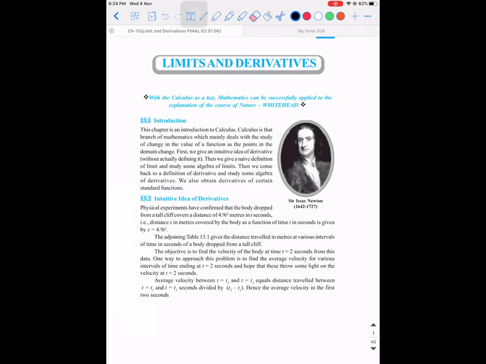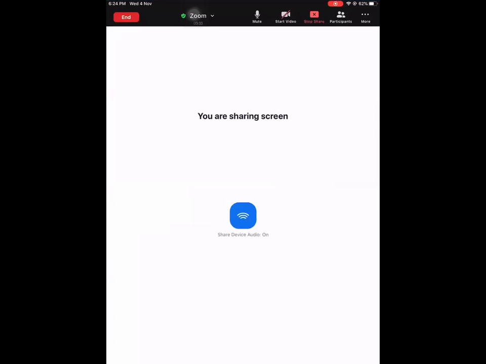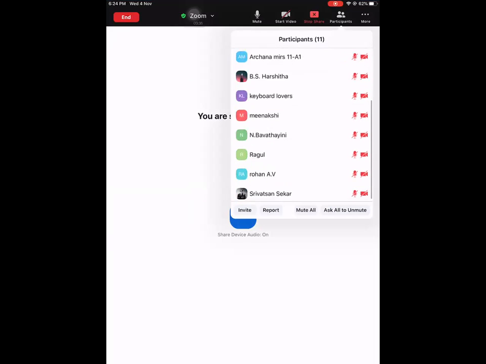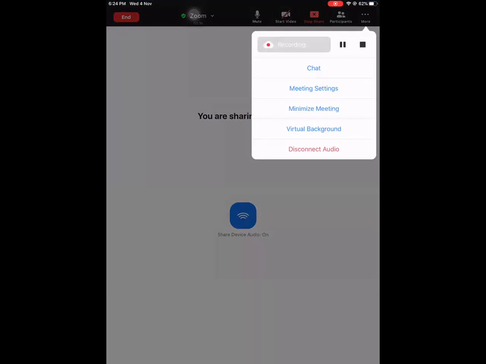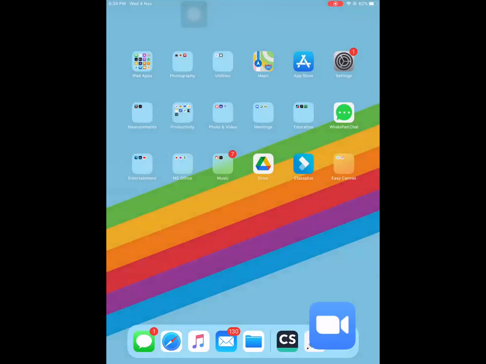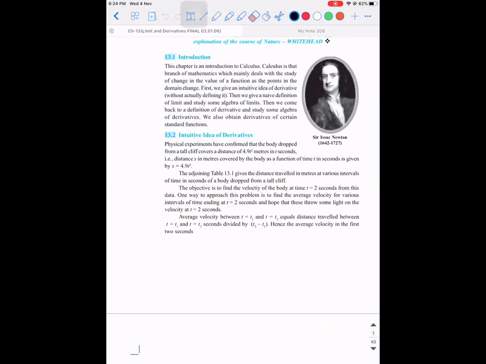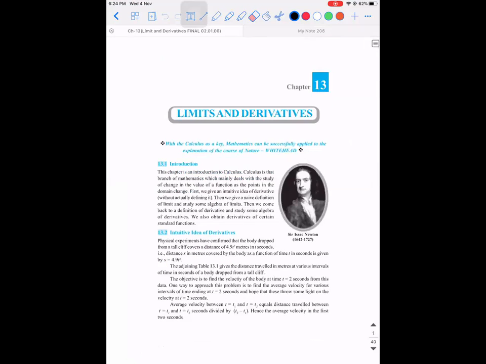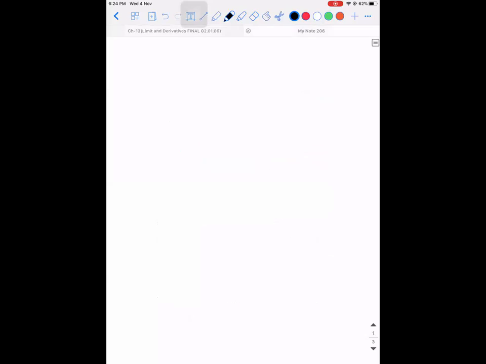Listen to it carefully. So, what exactly do we mean by limits and derivatives? That's what we need to see. Limits and derivatives are basically the base for you to find some important factors related to a function. So this chapter will again get related to the concept of functions.